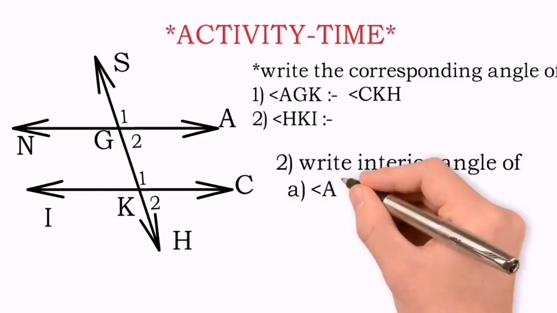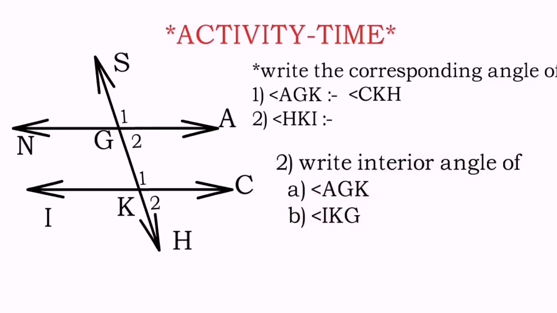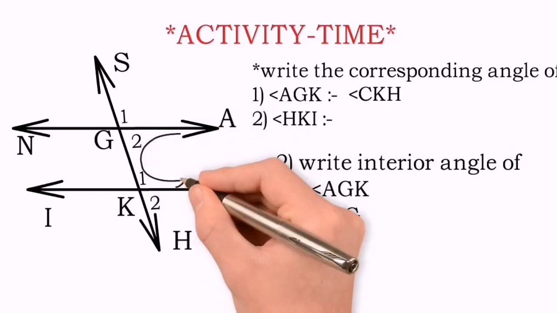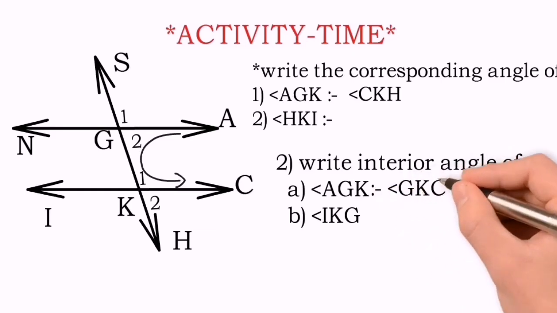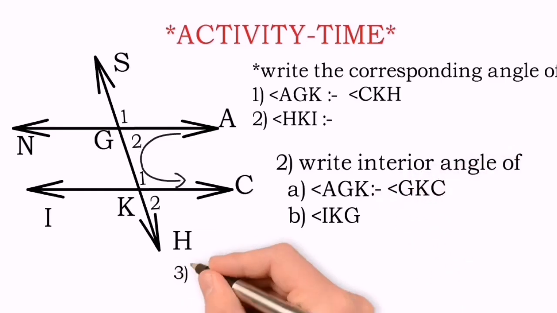Now we are going to write the interior angle of angle AGK. For angle AGK, to write interior angles, we have to draw the letter C, and when we draw the letter C, we get angle number 2 with angle number 1, and that is GKC, right?